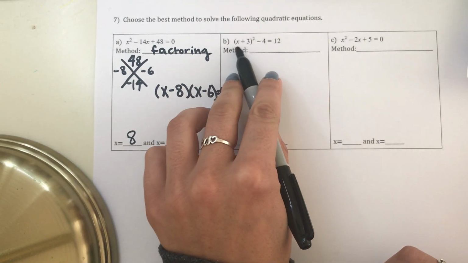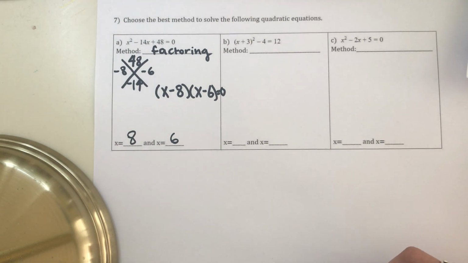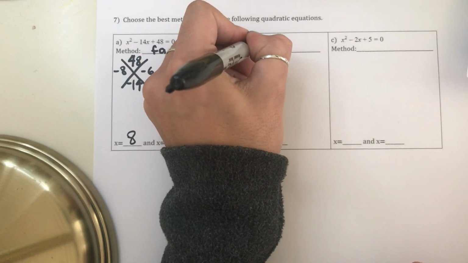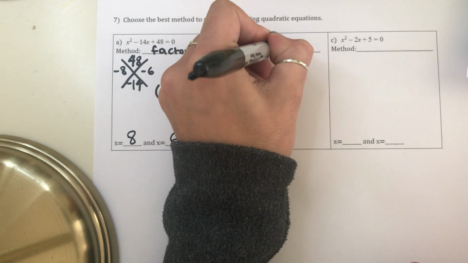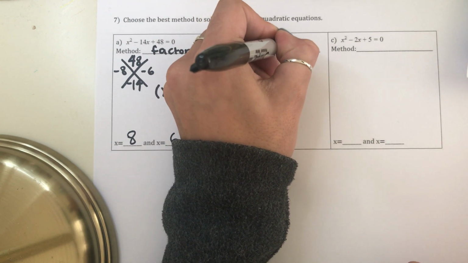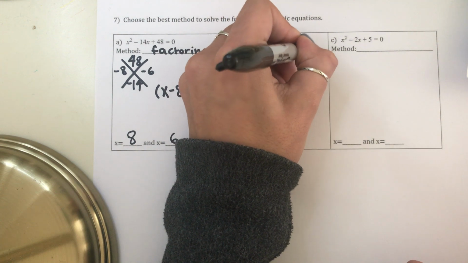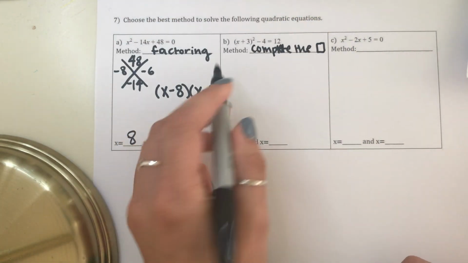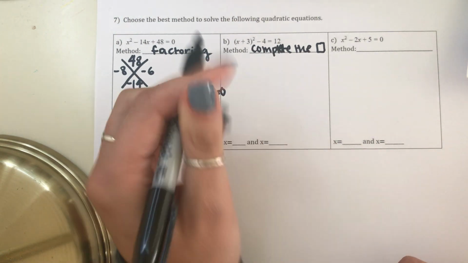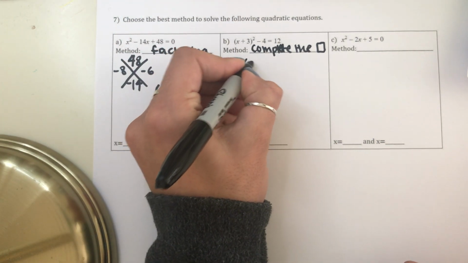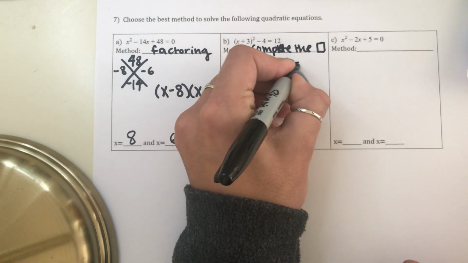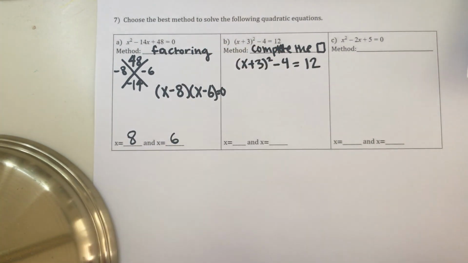Now I look at b and I see that it's in vertex form. And I know that when a function is in vertex form, I need to use the complete the square method. So I'll go ahead and rewrite my equation right here. It's x plus 3 squared minus 4 equals 12.